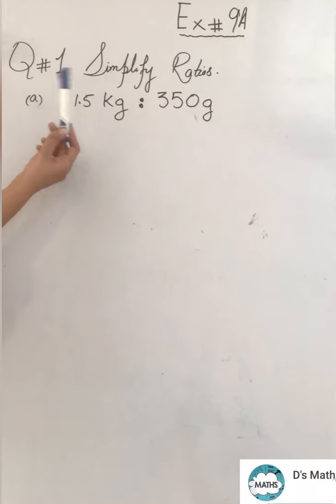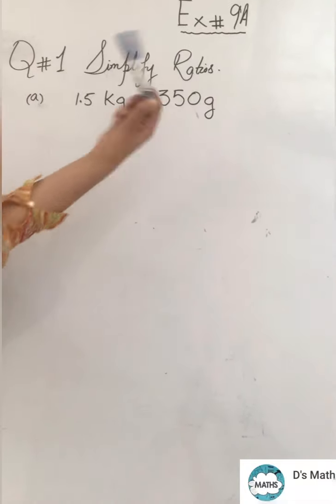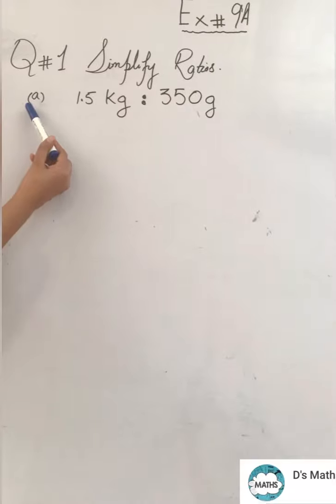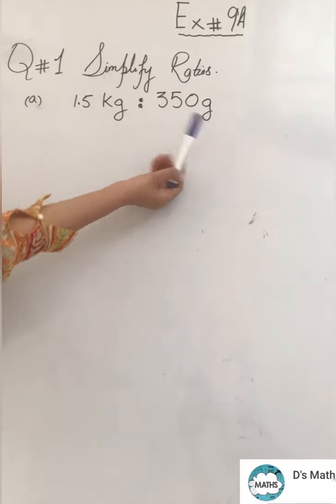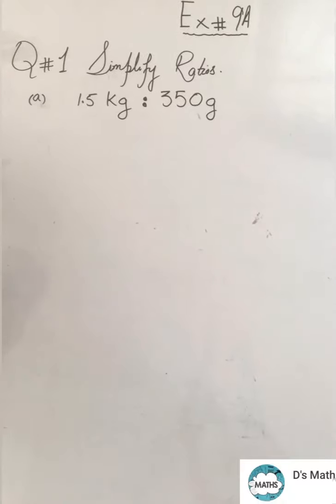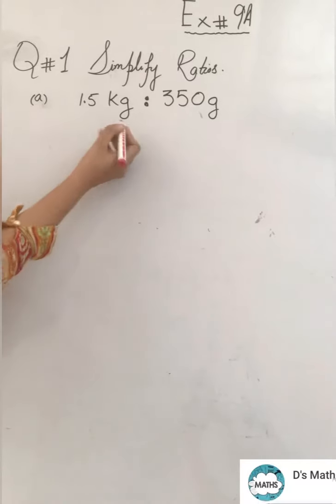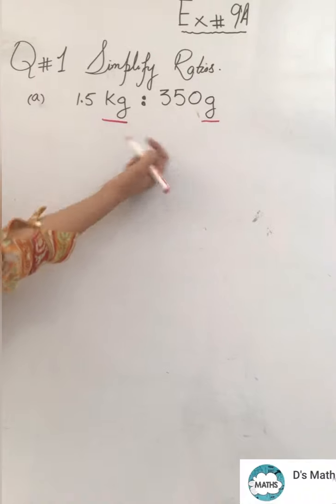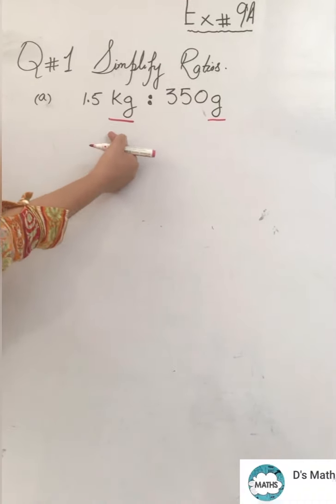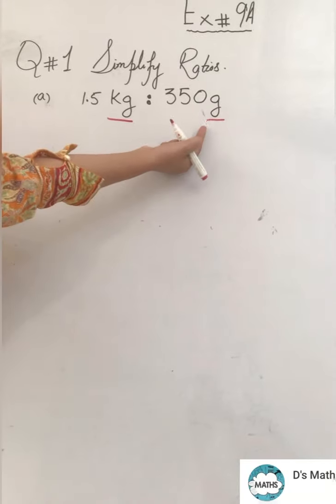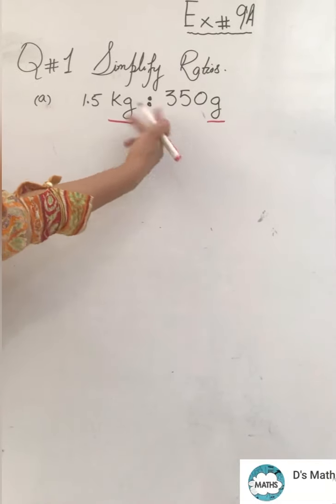Question number 1. In question number 1, we have to simplify ratios. Part 1 is 1.5 kg ratio 350 grams. First of all, we know that when you are talking about the ratio, your quantities should be the same. As we have kg here and grams here, either we have to convert kg into grams or grams into kg to make both units the same.